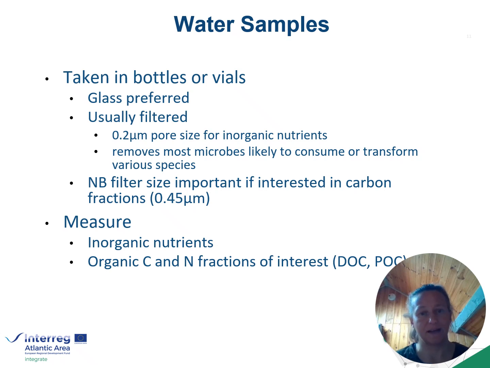But filter size is important if you're interested in also measuring carbon fractions. So for dissolved organic carbon, you might want to look at 0.45 micron because 0.2 would remove a lot of that DOC. So we can then measure inorganic nutrients, inorganic carbon and fractions of interest, such as DOC and POC.